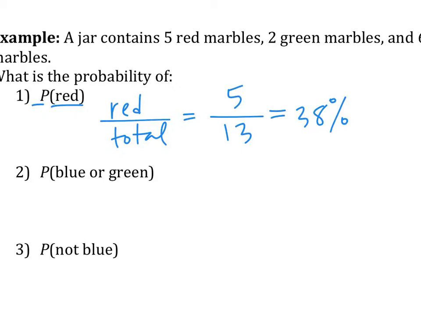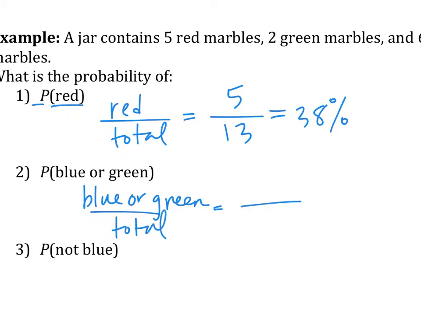The next one's a little bit tricky. Probability of blue or green. What do you want to pick? Blue or green. So is it okay if you get green? Is it okay if you get blue? Yes. So how many blue and green are there total? If there's an or, you add them together, because you can get this one or this one. So 8 out of 13.